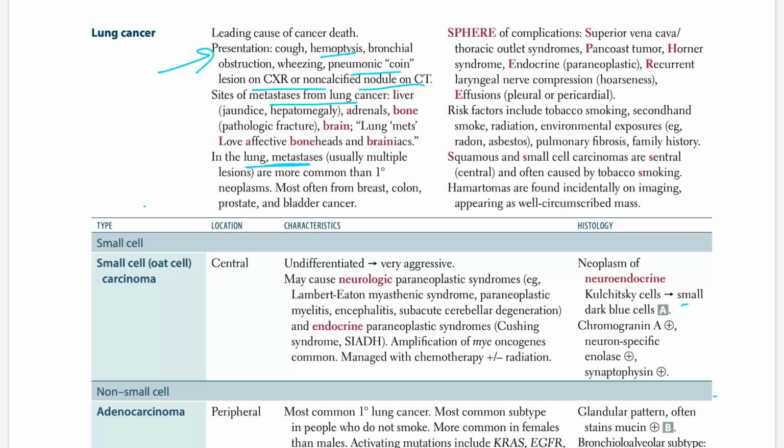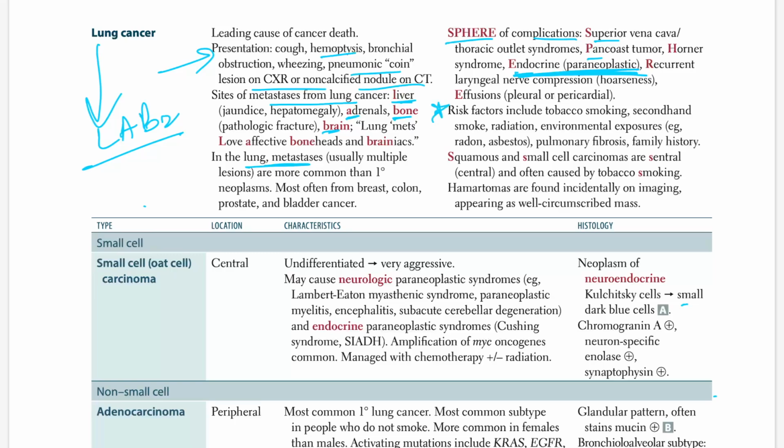And so LABB or B2 could be the mnemonic, in which case you have liver, adrenal, bone, and brain. Those are the common sites of metastasis from the lung cancer. Okay, the complications are severe. So severe: SVC, Pancoast, Horner, endocrine, paraneoplastic high yield, and recurrent laryngeal nerve compression and effusion.